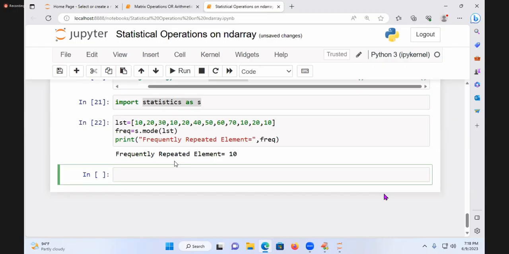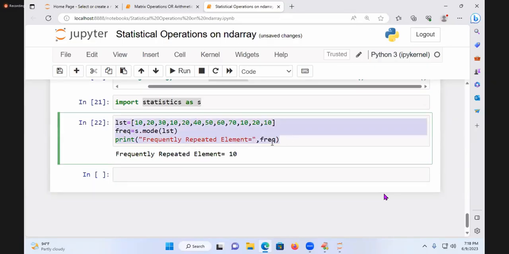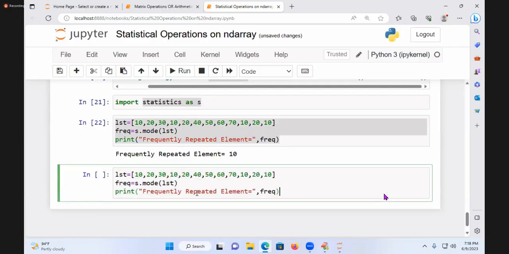Are you following? Now, 20 also, how many times did it come? One more time, let me write it. Here, one more time I am writing, comma. Once again I am writing 20. 10 repeated how many times? 4 times. 20 also repeated how many times?